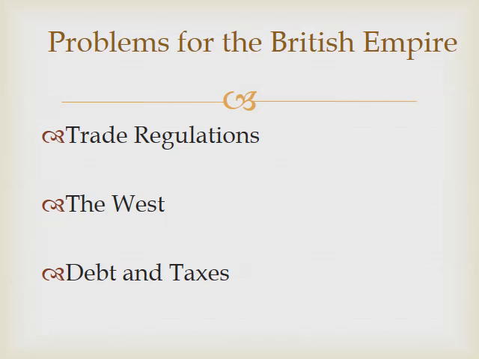Now, the third one there, debt and taxes, that was probably the most important part for the colonists. During the French and Indian War, the British spent themselves to death. It was a very expensive war. Their national debt doubled. So believing they had to deal with their debt, they raised taxes.